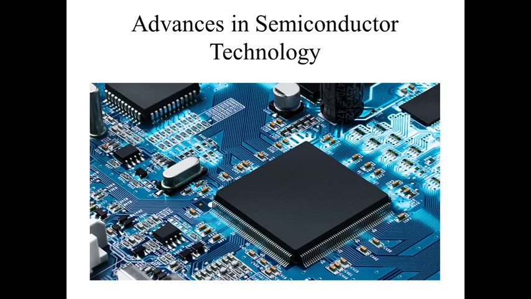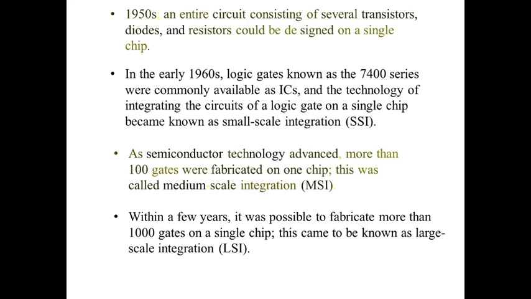Hello students. Now let us look at advances which occurred in semiconductor technology. When we talk about the 1950s, an entire circuit consisting of several transistors, diodes and resistors could be designed on a single chip. Then in the early 1960s, logic gates known as the 7400 series were commonly available as ICs. Logic gate means AND gate, NOR gate, NAND gates, right?